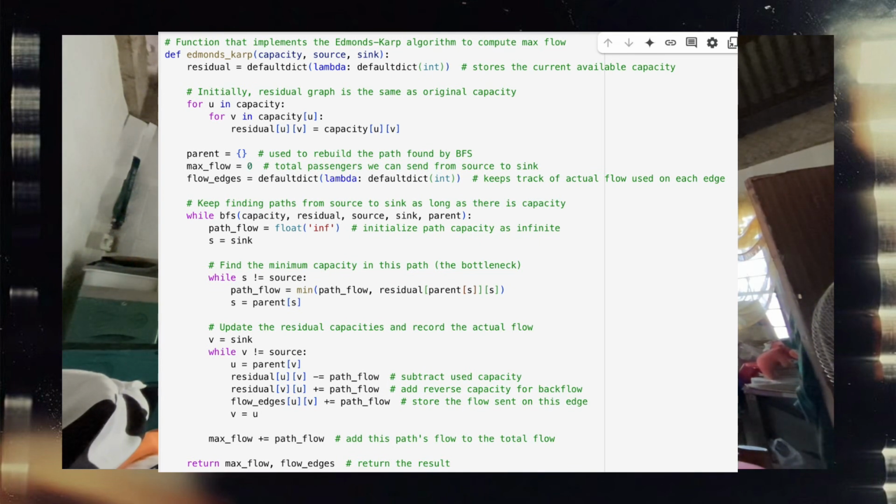Then it keeps looking for a path using BFS. When it finds a path, it checks the smallest capacity in the path. So that's our bottleneck. It sends as many passengers as the bottleneck allows, then updates the network to reflect that those seats are now used. It repeats until no more paths are found. In the end, it tells us the maximum number of passengers that can make it from Naga to Iriga. And in this case, it's 20.